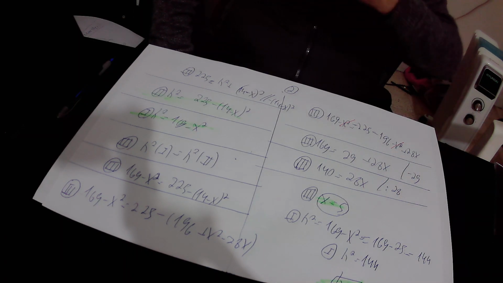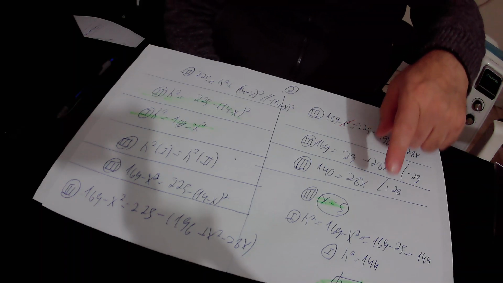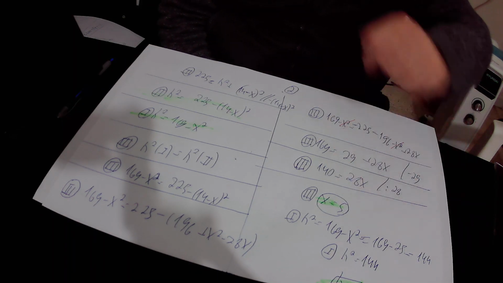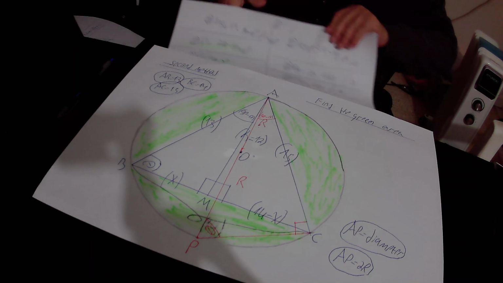Here we took a root of equation number 1, and finally found out that h equals the square root of 144, that is 12. So here, h equals 12 units in length.